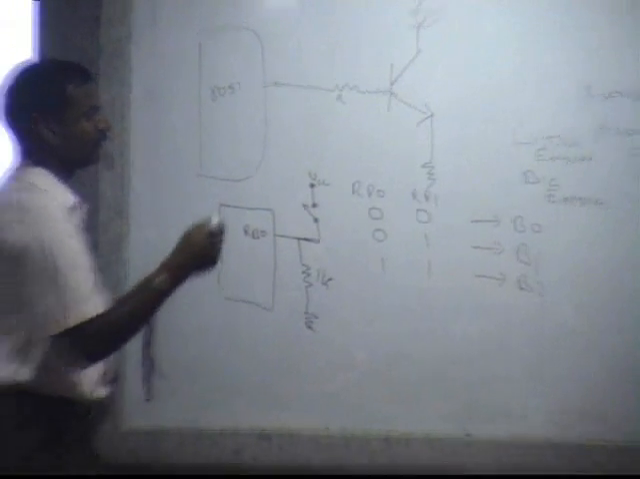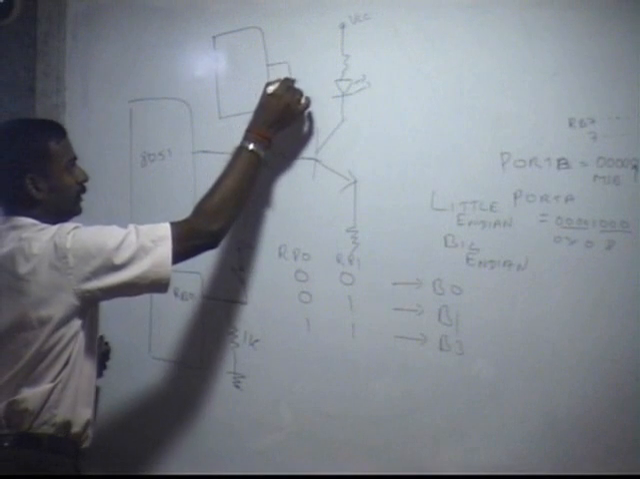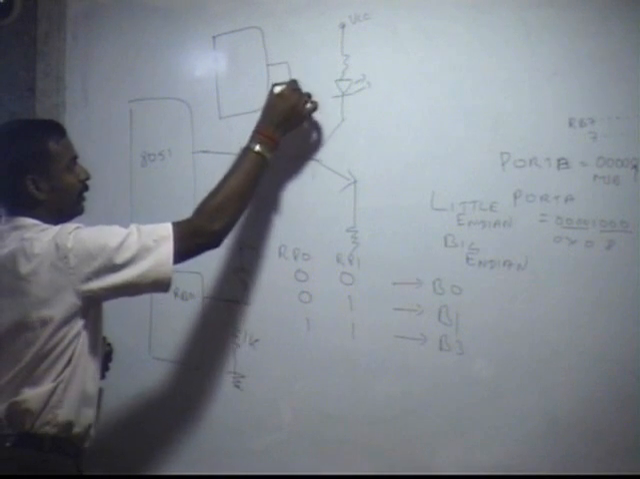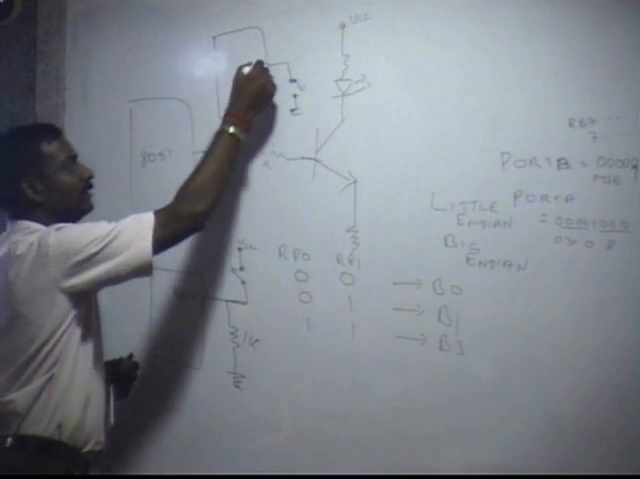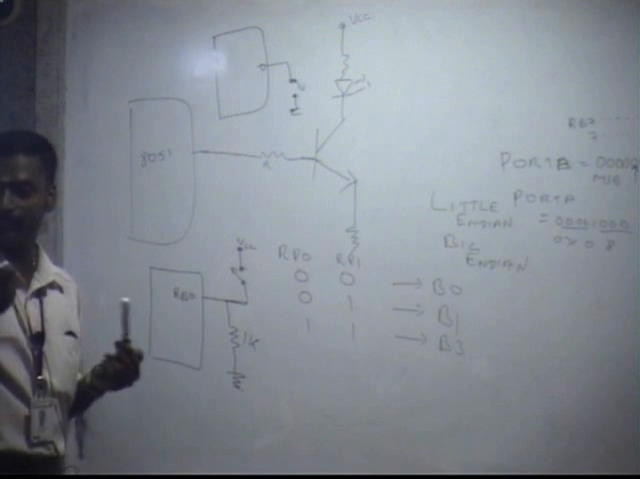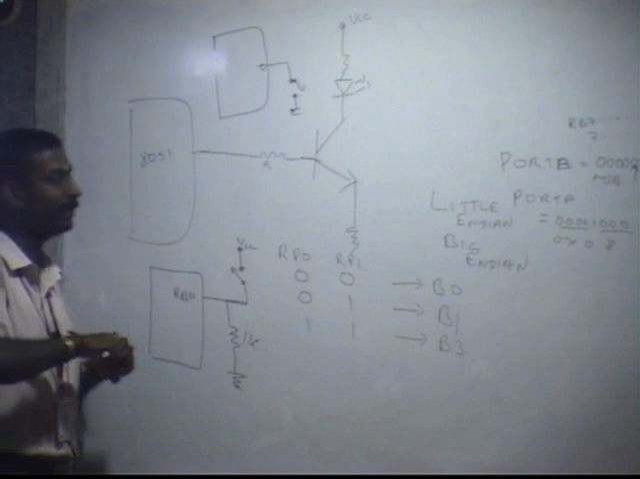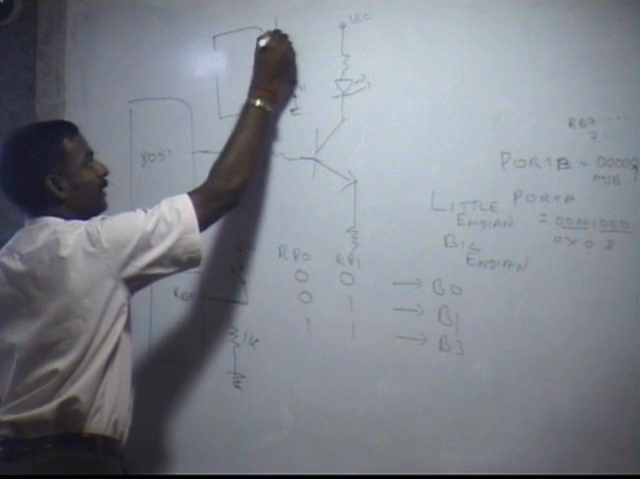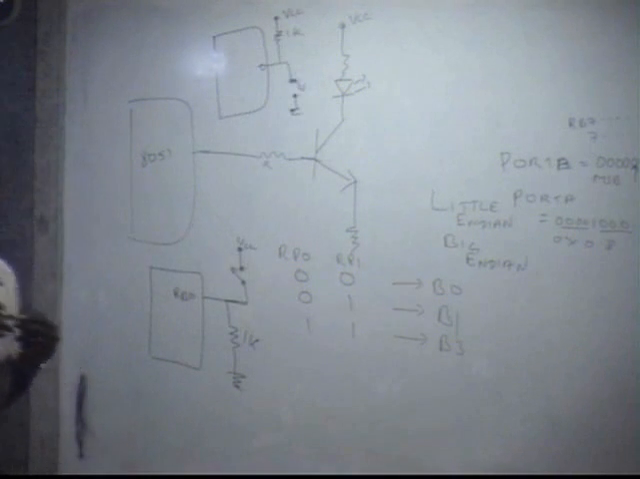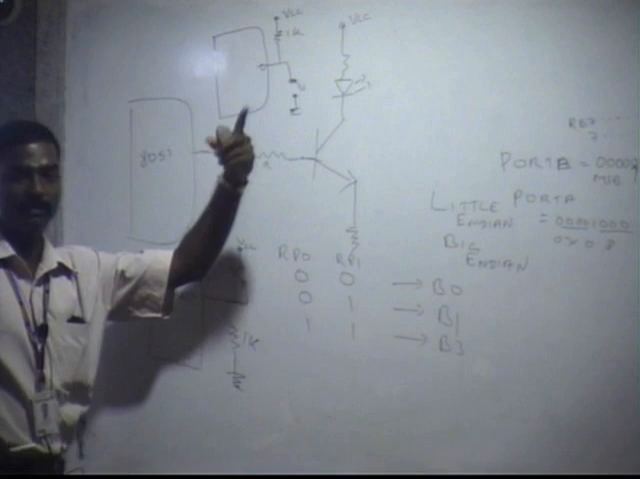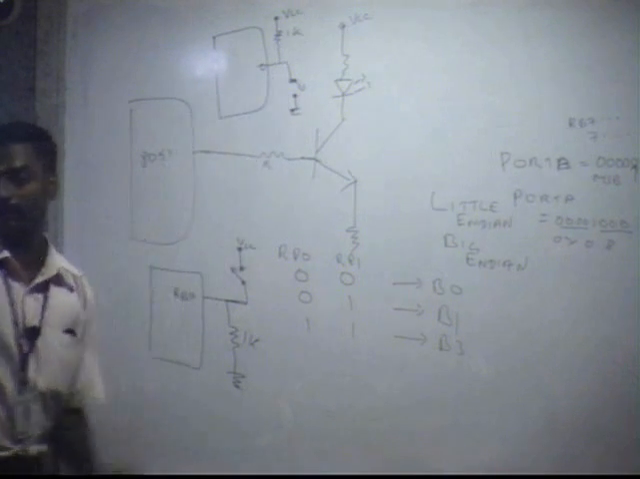Similarly, there is one more configuration which is just the opposite of this. Your switch will be connected to ground. That means whenever you close the switch, 0 will come. When you open the switch, we need to have a stable 1. For that, you give a resistor known as a pull-up resistor. So whenever the switch is open, 5 volt will come, that is 1. Whenever we close it, ground will come.